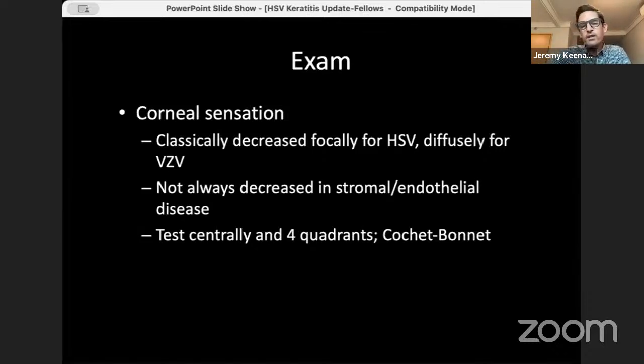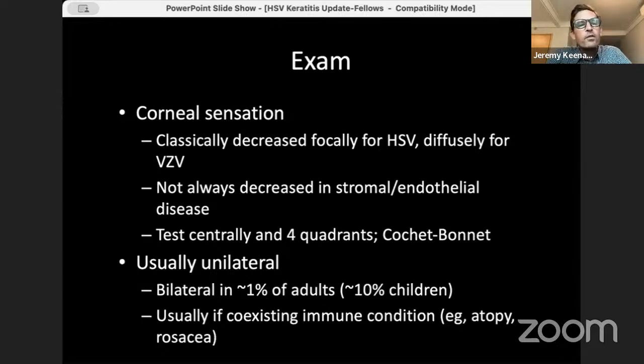If you don't have the Cochet-Bonnet, one easy way is to use the wisps of a cotton tip applicator, but another thing that we use is dental floss. Waxed dental floss is nice because it is a little bit firm, and so it will give you a nice measure of corneal sensation.